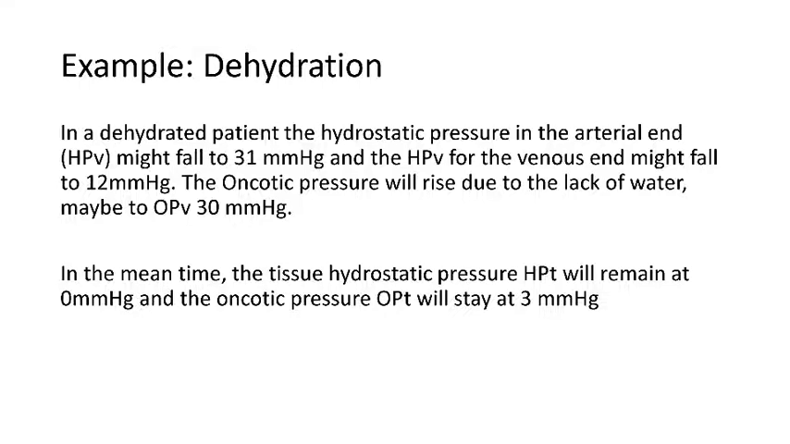If a patient is suffering from dehydration, their hydrostatic pressure might fall to 31. Remember, normal was 35. So that means their lack of blood volume, they're dehydrated, makes their blood pressure fall. And that means the venous pressure will also fall. Maybe it goes down to 12 instead of 15. But the oncotic pressure will rise slightly due to the lack of water. So maybe the OPV is now 30. And the tissue hydrostatic pressure doesn't change, and the oncotic pressure doesn't either. So it's the blood that's changing due to this dehydration.